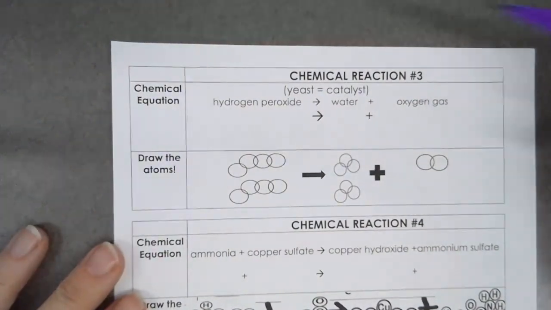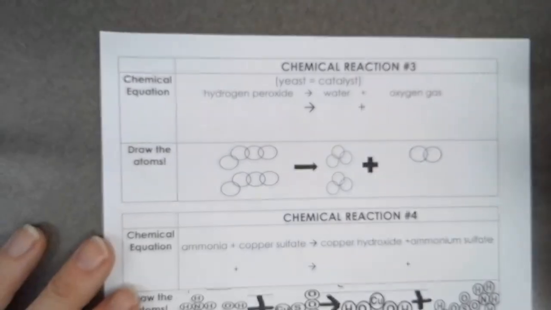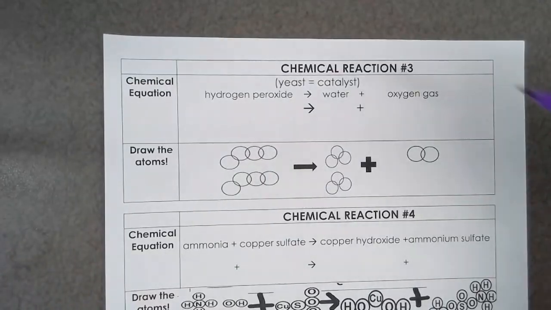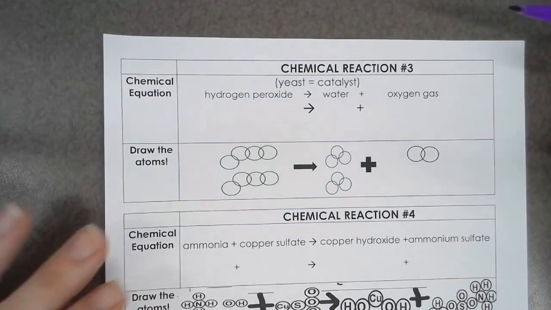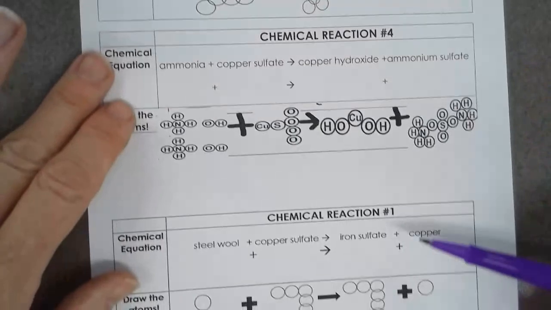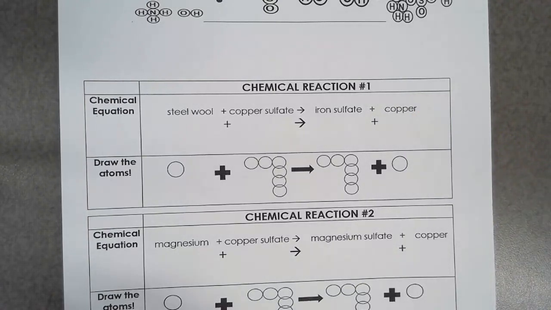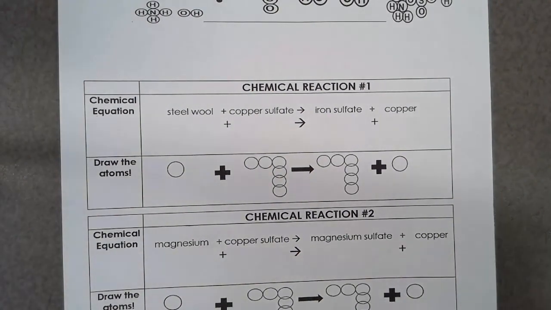Okay, so now we're going to do this worksheet. It's looking at chemical reactions. I know the paper is backwards, so it says chemical reaction 3, 4, 1, and 2. And we're actually going to start with 1 because it's easier. The reactions that this is talking about are the reactions that we did in our lab. So we're looking at these 4.